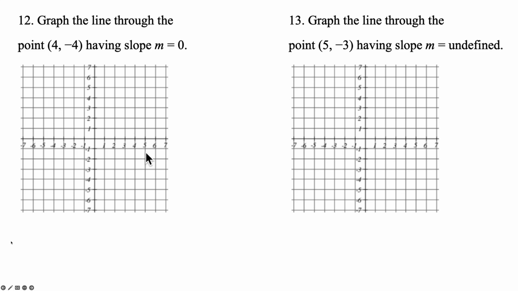Number 12, if you had to graph (4, -4), that's this point right here, and my slope is 0, I just draw in a horizontal line. Here it's an undefined slope, which is vertical, so I'll plot the point (5, -3), and then draw a vertical line through that point.